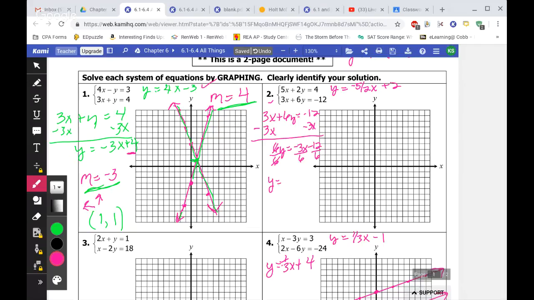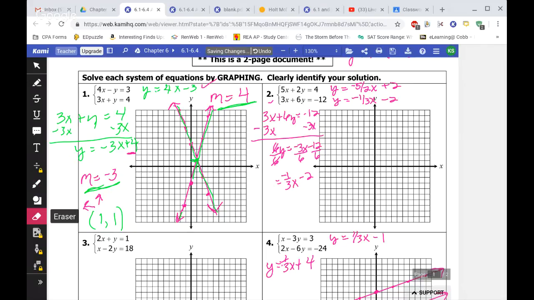So we get y equals, and now negative 3 divided by 6 reduces to negative 1/3 x, and negative 12 divided by 6 is negative 2. So this second equation is y equals negative 1/3 x minus 2 in slope-intercept form.